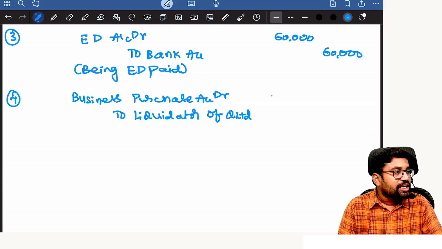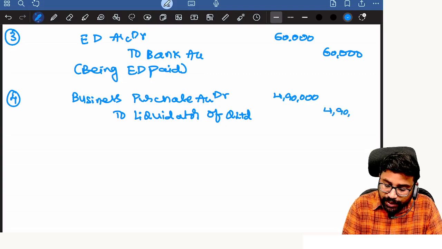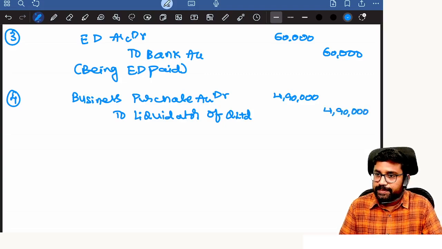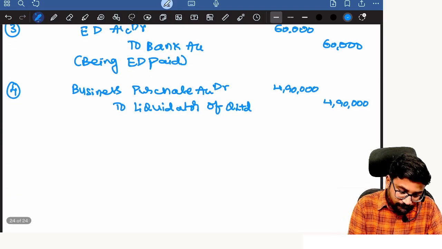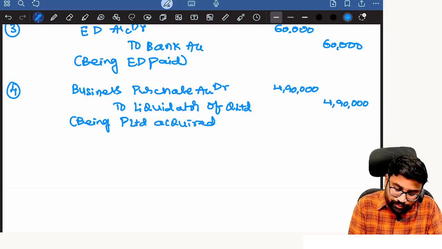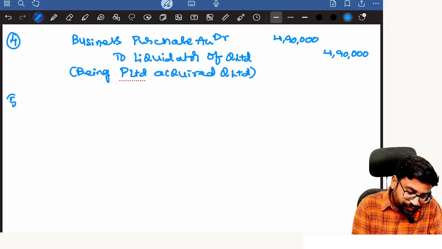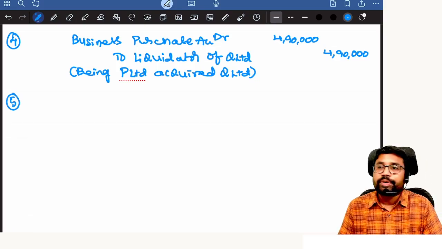Already we calculated PC, sir. How much, sir? 4 lakhs 90,000. Of course, second, we will do the purchase consideration calculation separately. They have asked, being P Limited acquired Q Limited. So acquisition happened. This is the entry. Fifth entry, incorporation entry.